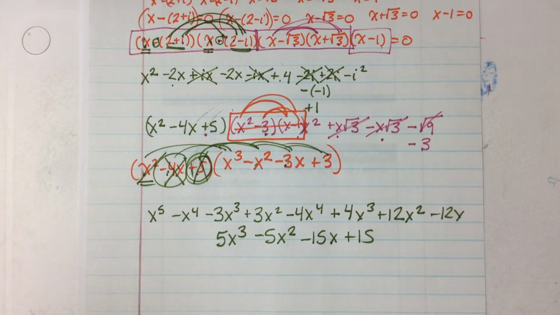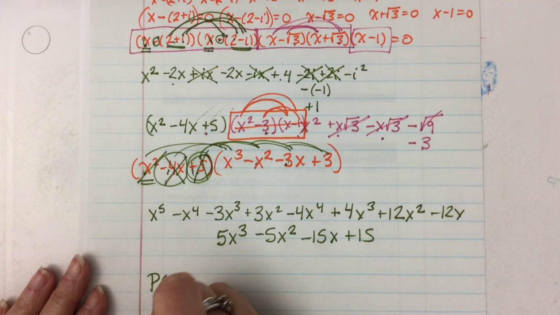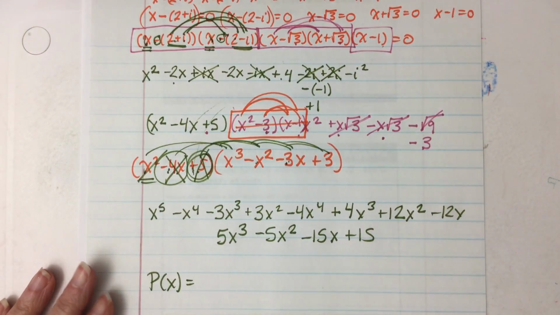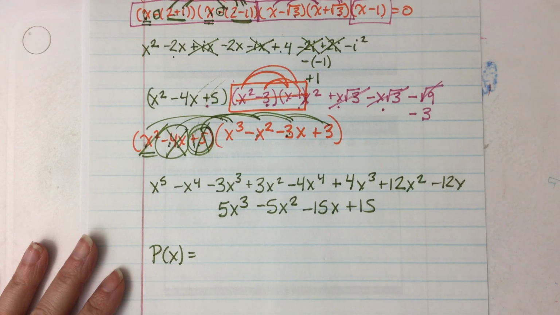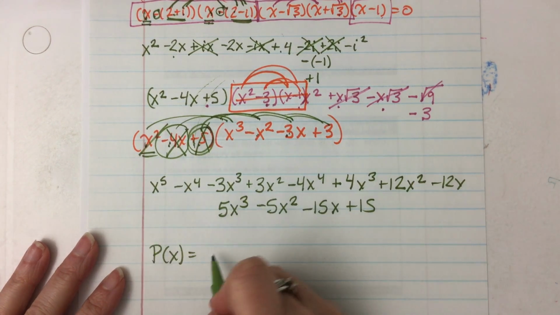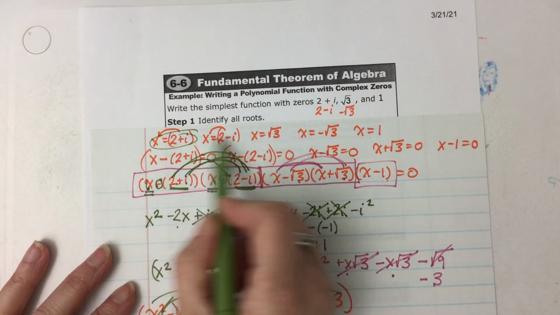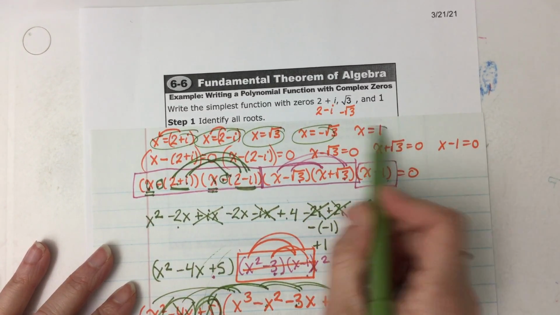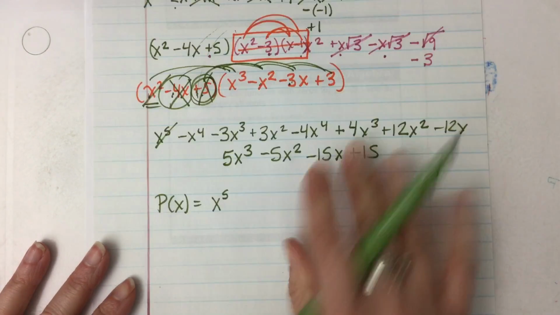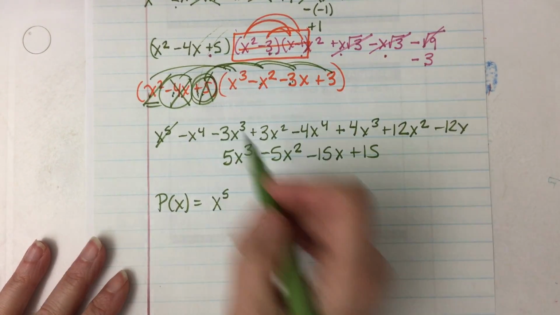Okay, 10 minutes in and we are here. Our polynomial function. You combine like terms, make sure that it is in the correct order. The highest exponent is a 5. That makes sense because at the beginning I had 1, 2, 3, 4, 5 solutions. So this has to be a 5th degree polynomial.